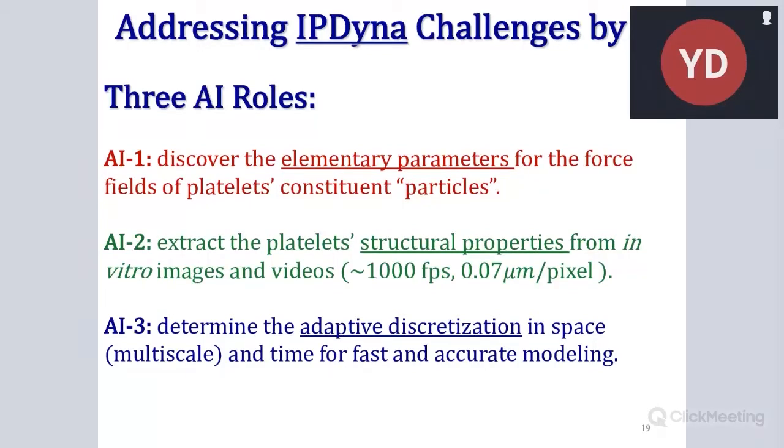And the last one, which is probably more relevant to computing people, is how to make the necessary computing without losing accuracy. So here, machine learning plays a major role.